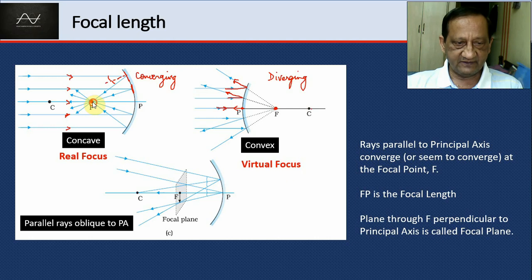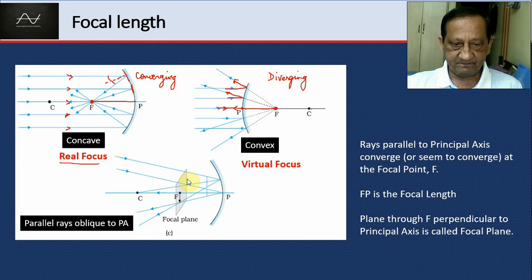And wherever the reflected rays intersect, that is where the image is formed, as you know. And here the rays are actually intersecting. That is called focus or the focal point. And it is a real focus because they are actually intersecting. The reflected rays are actually intersecting. In the case of convex, though, the rays seem to be coming from F. So that is a virtual focus. And the distance FP in each case is called the focal length. The distance between the focal point and the pole of the mirror is called the focal length.